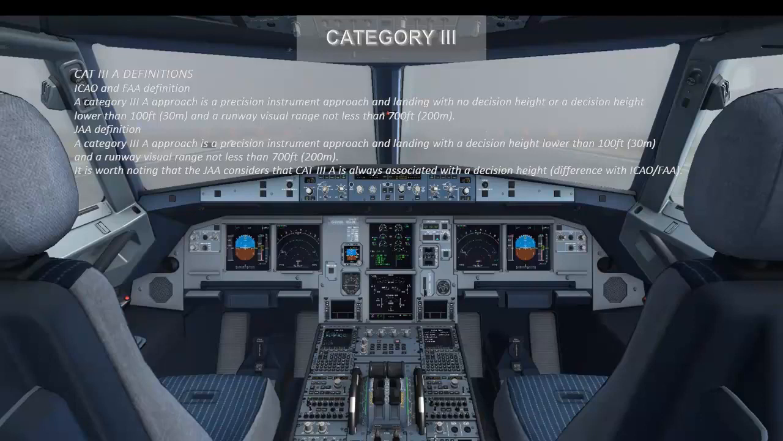AWO definition. A Category 3 approach is a precision instrument approach and landing with a decision height lower than 100 feet, 30 meters, and a runway visual range not less than 700 feet, 200 meters. It is worth noting that the AWO considers that Cat 3 is always associated with a decision height, a difference with the FAA.